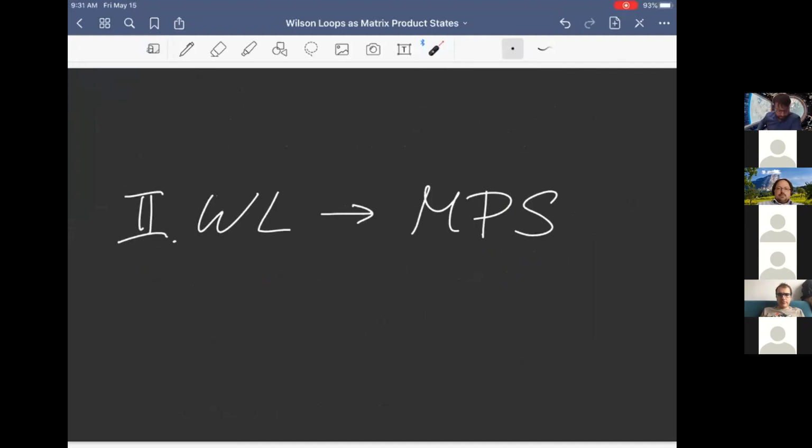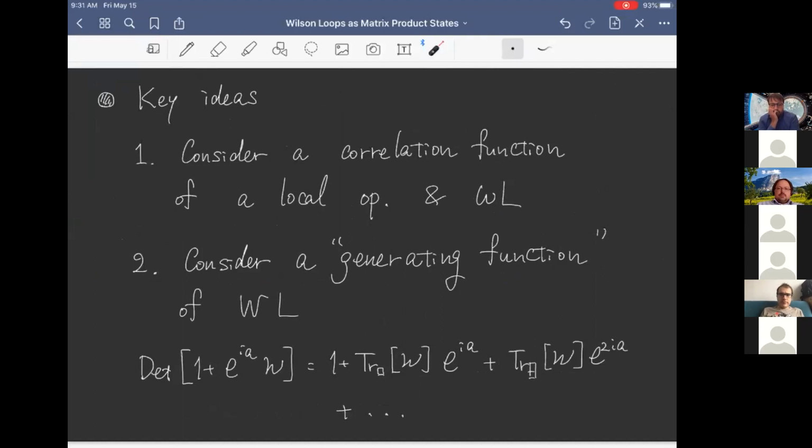Okay, so let's start the second part, which is to rewrite the Wilson loop into a matrix product state. In order to do that, there are two key ideas. First, instead of just discussing the Wilson loop, I'm going to discuss a correlation function of a local operator and the Wilson loop. And the second important point is to consider, instead of the Wilson loop in the fundamental representation, a generating function of the Wilson loop, which is of this form. W is the path-ordered exponential, and a is something like a fugacity.